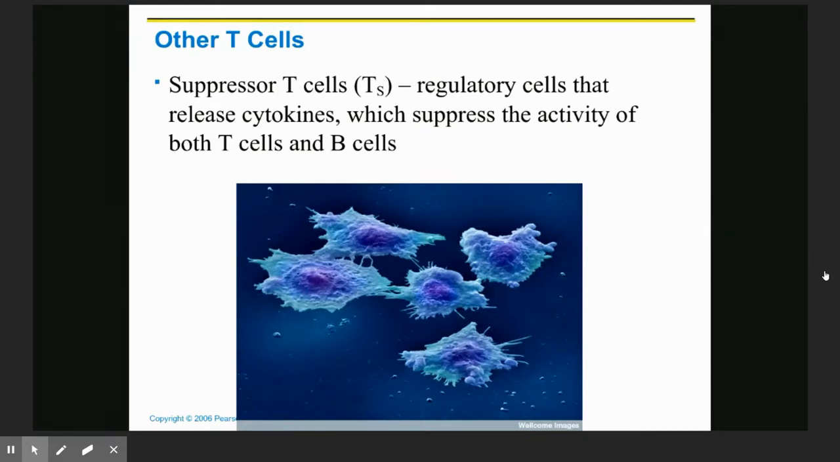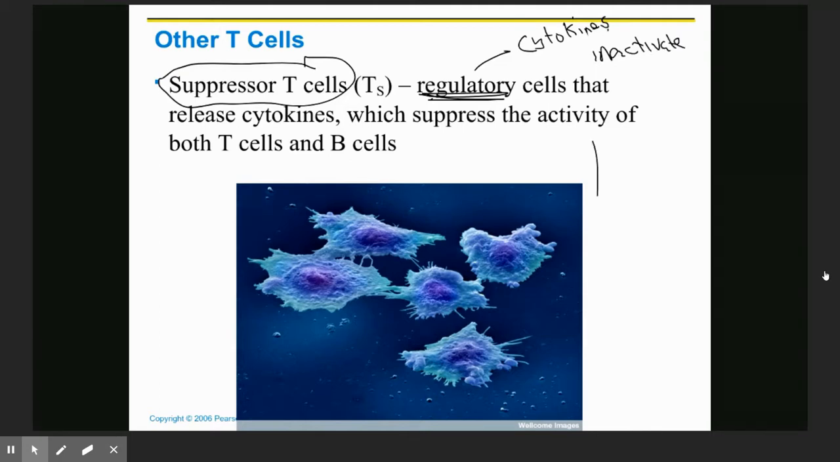So T suppressor cells are also regulatory cells. They also make cytokines, just like a helper cell does. But they do the opposite thing of a helper cell. They don't activate, they inactivate. Well, as the antigen goes down, T suppressor cell number goes up.